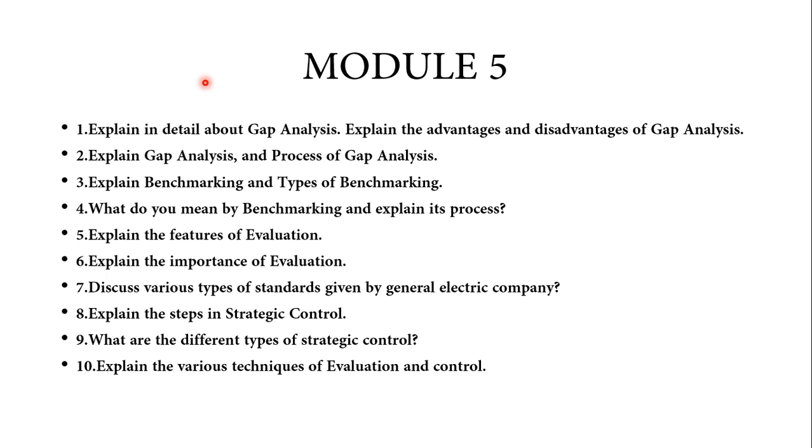Then features and importance of evaluation. Next, types of standard given by General Electric Company. Okay, now this topic, General Electric Company, is not actually a part of the 5th module, it's a part of the 1st module, that is GE analysis. Okay. Next, explain the steps in strategic control, types of strategic control and various techniques of evaluation and control. Very important topic, the last one.